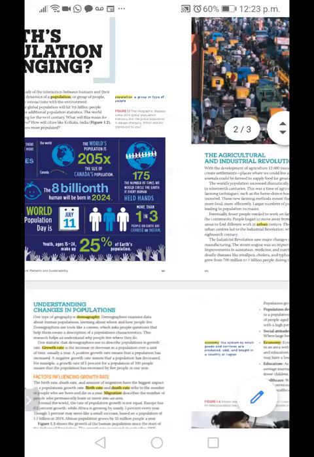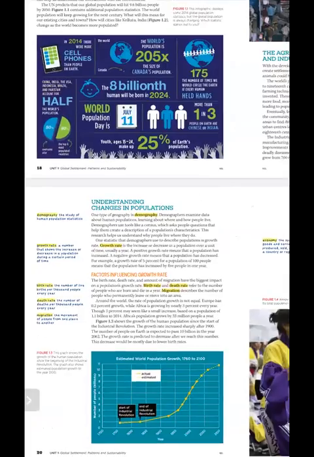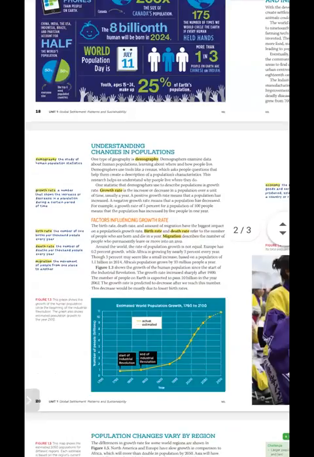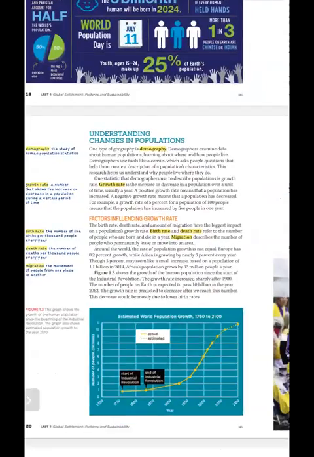I'm just doing the main things, not everything. So, factors influencing growth rate, right? Why is the population so high? What are the factors? The birth rate, death rate, and amount of migration have the biggest impact on a population's growth rate, right?